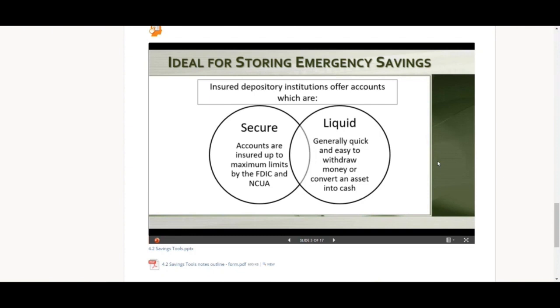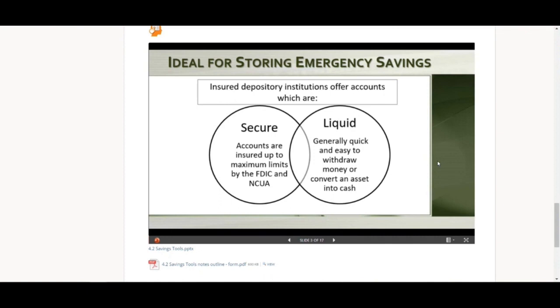To the other extreme, a CD is much less liquid. A CD kind of locks your money into place for the life of that CD, for the life of that certificate. So it could be 6 months, it could be a year, it could be 2 years, whatever. Generally, during the life of that CD, you can't access the money. So it's illiquid.